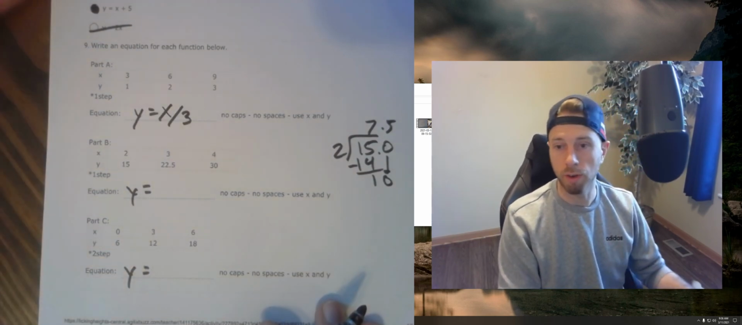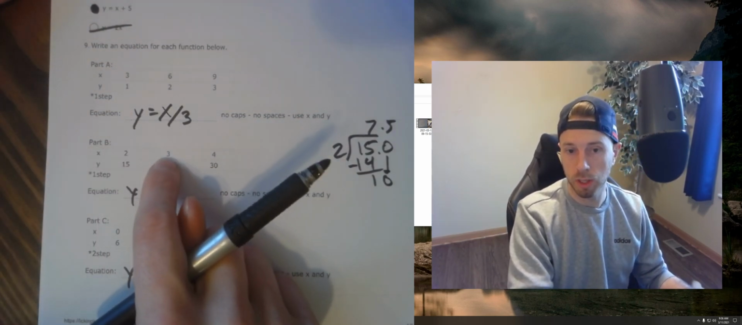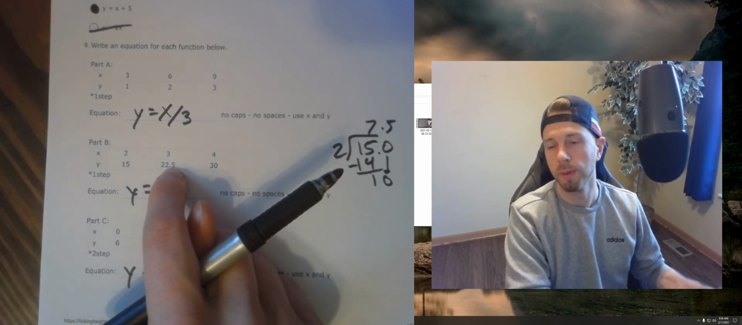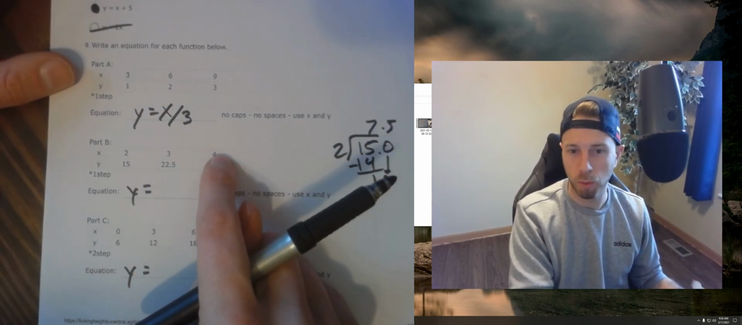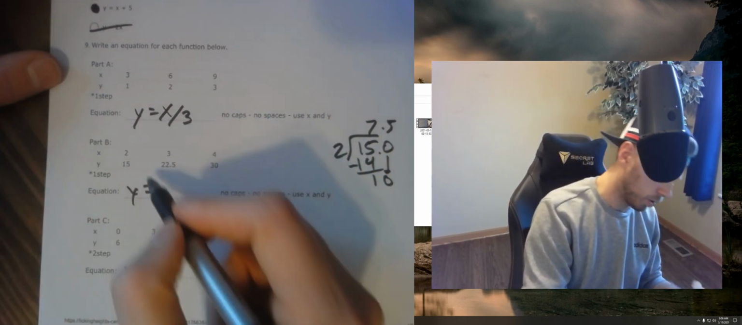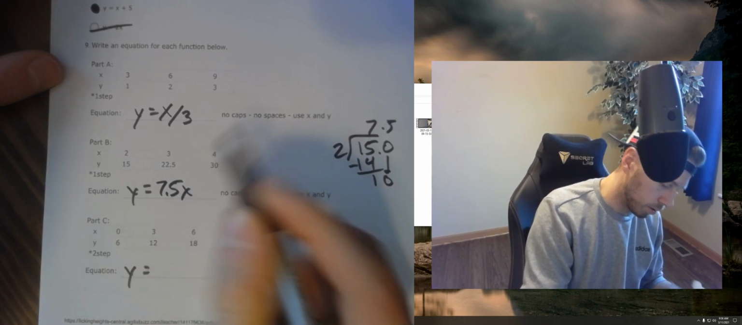5 times, actually 7.5. So if that works for this one right here, if we do 3 times 7.5 to get this, then that must be the rule. And it actually is. And 4 times 7.5 would give us 30. So the rule is to multiply by 7.5. So it's just 7.5x.